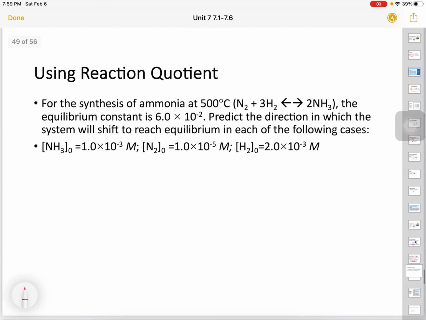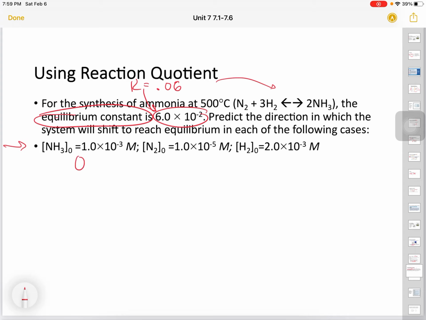Okay, so now I'm gonna just walk you through mathematical scenarios, and I have these pre-solved, so it'll go quick. So we have this synthesis of ammonia system. We're given the equilibrium constant, so that is the value for K, right? 0.06. Predict the direction in which the system will shift to reach equilibrium in each of the following cases. So we're given these concentrations that may or may not be concentrations that are at equilibrium already.